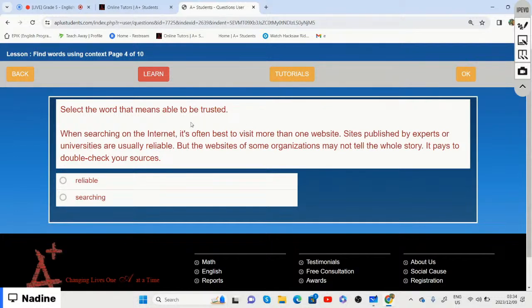We need to select the word that means able to be trusted. So able to be trusted, right? When searching, visit more than one website. Sites published by experts or universities are usually reliable, but the websites of most organizations may not tell the whole story. It pays to double check your sources.